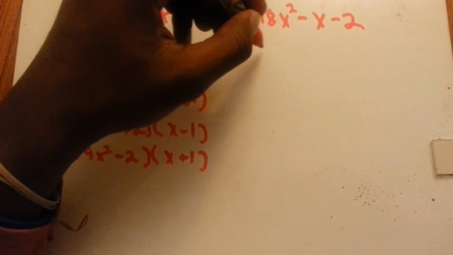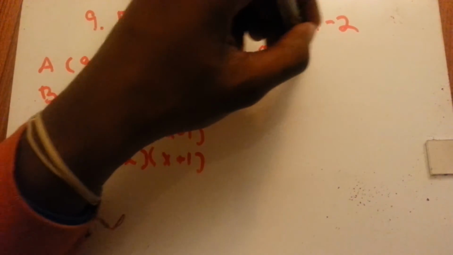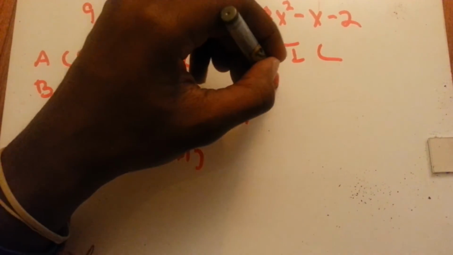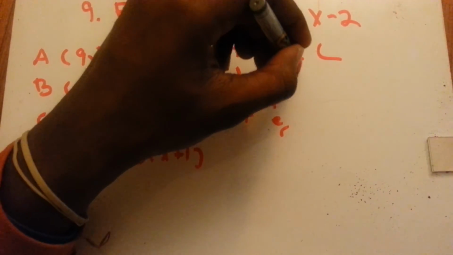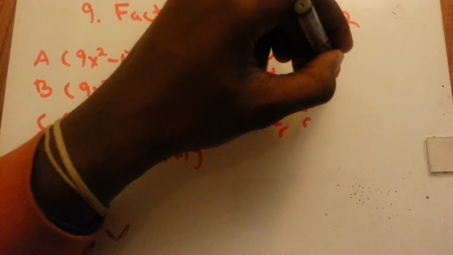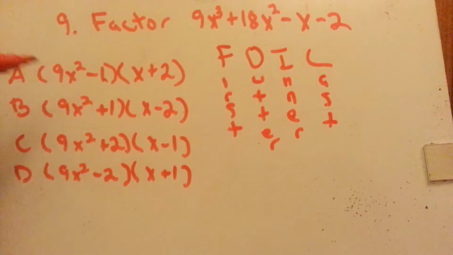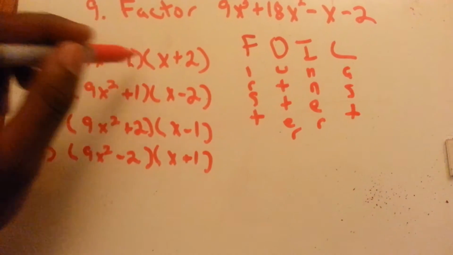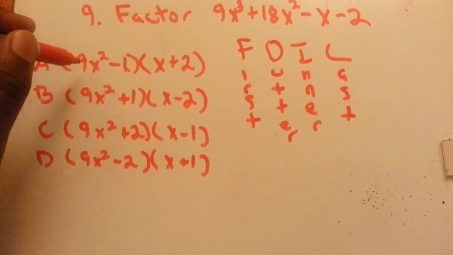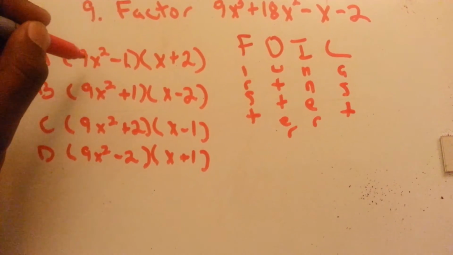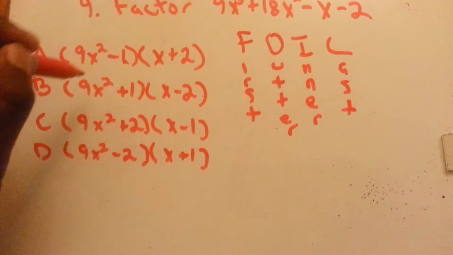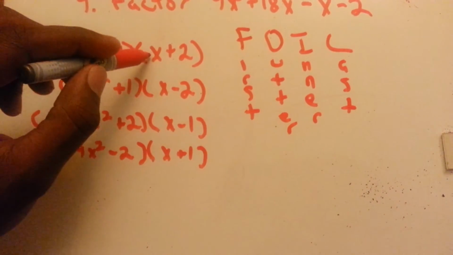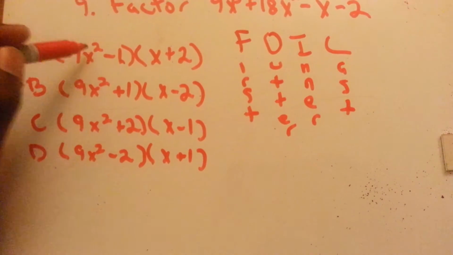So FOIL stands for first, outers, inners, last. And that's kind of how we evaluate what the problem is. So for each binomial, what we have to see is if we multiply the first set of numbers in each of these binomials, what we would get. So 9x squared times x would be 9x cubed.